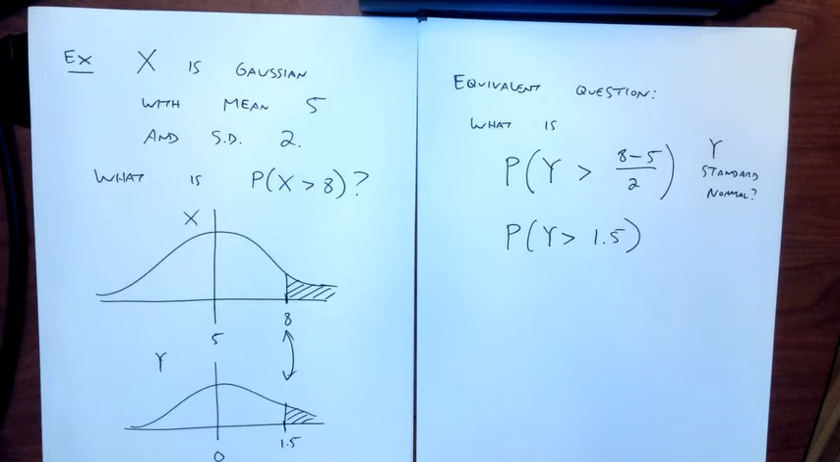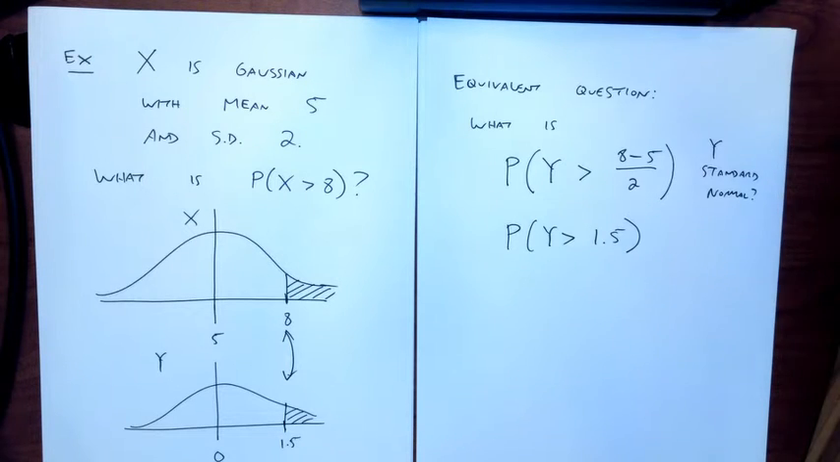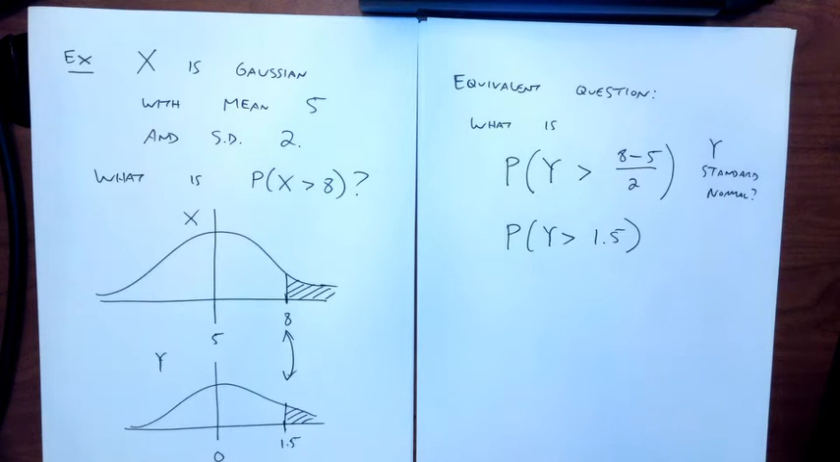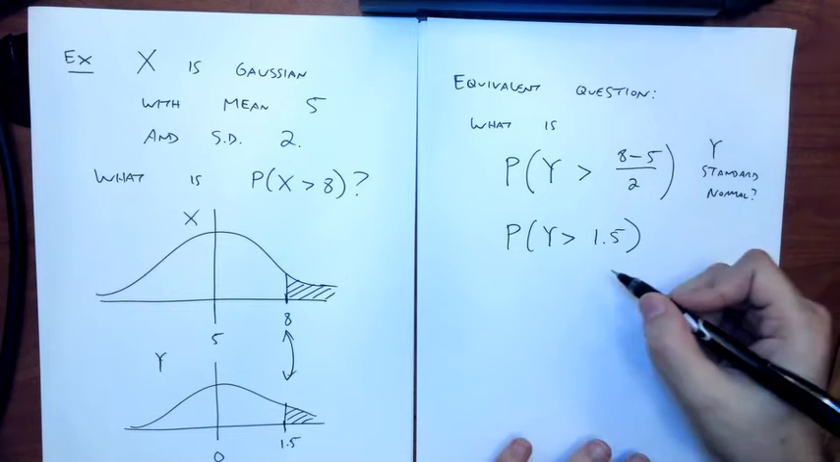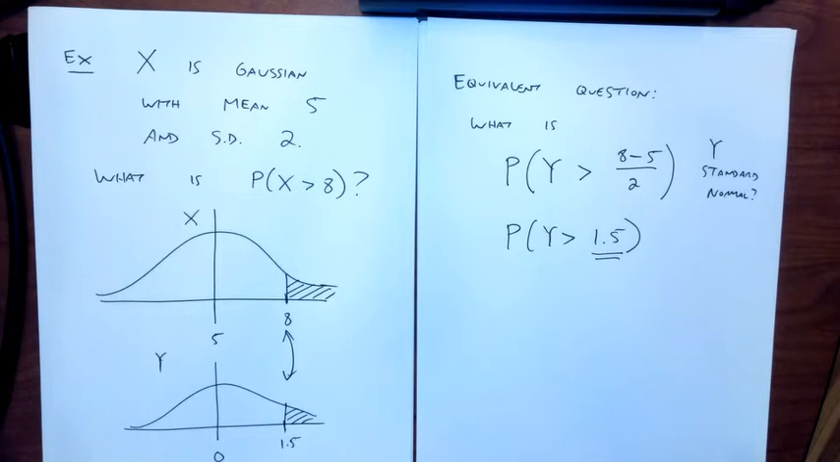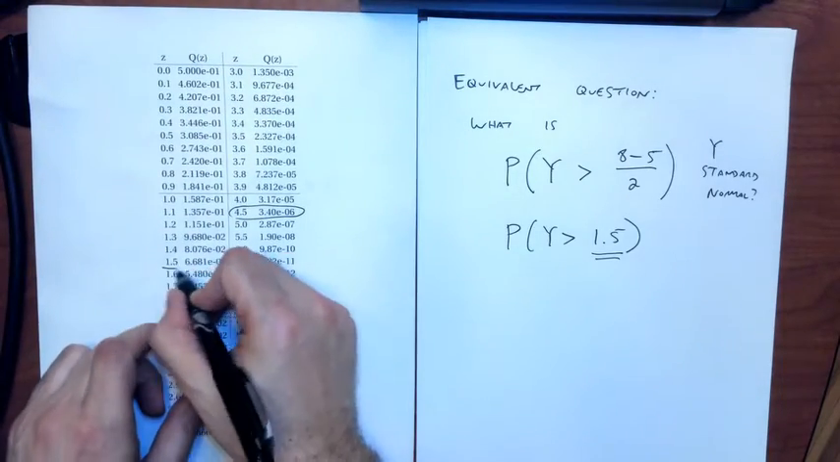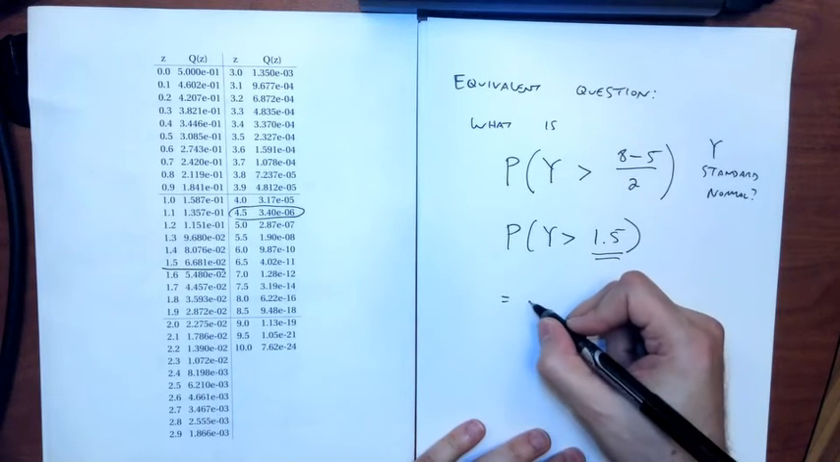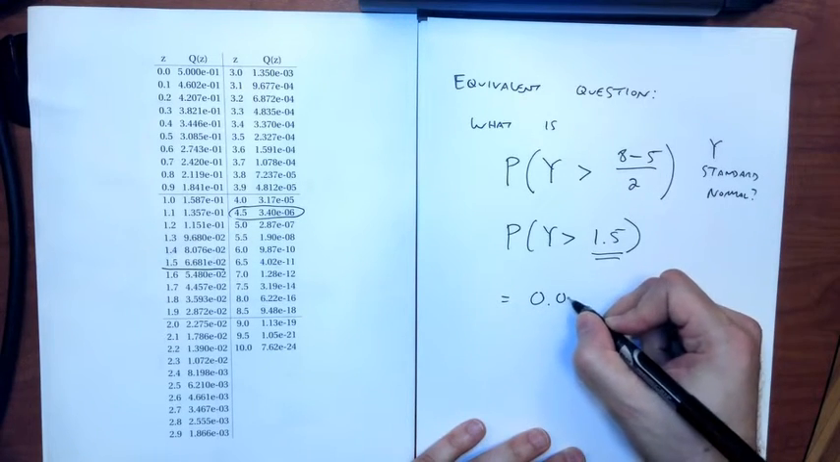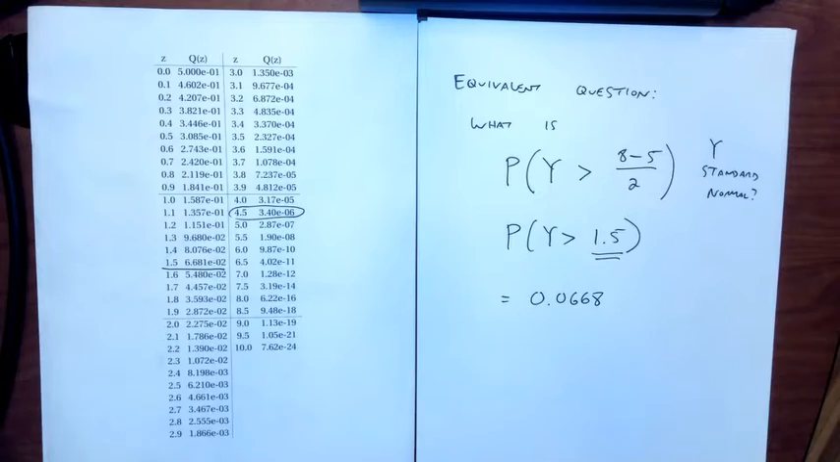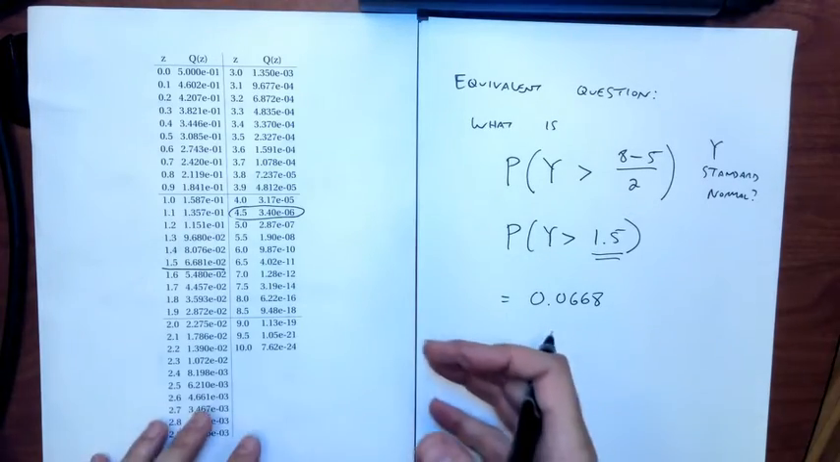And again, the way I like to think about this in words is, how many standard deviations away from the mean is 8, right? I'm 3 units away from 5, and that's 1.5 times 2, right? So that tells me that 1.5 is the number I should be looking for in my table. And then I look up 1.5, and I see that this is equal to 0.0668, okay? And that's all it is.